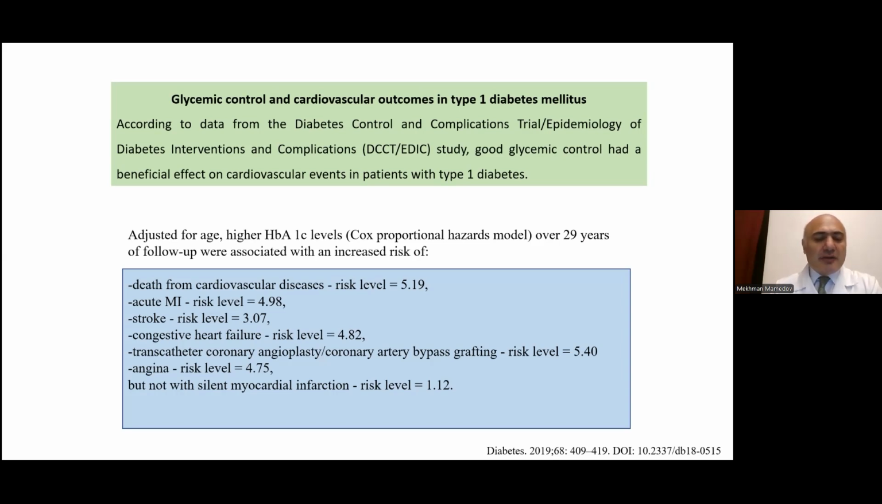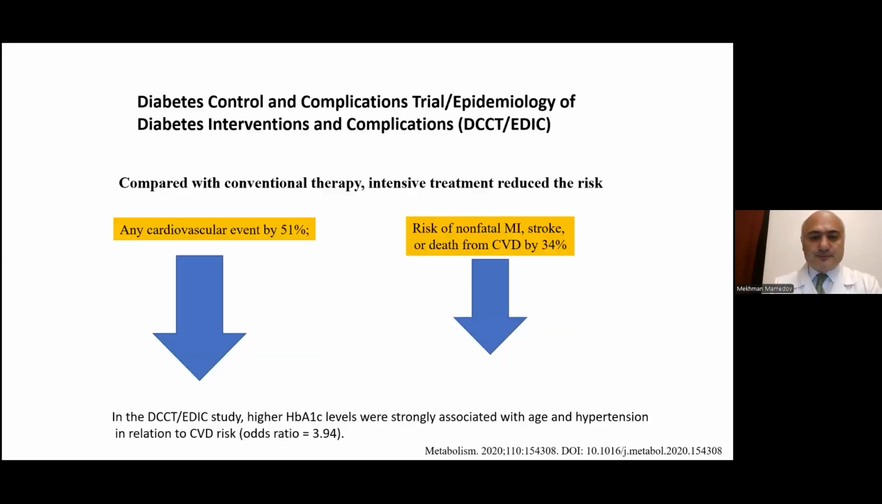Risk level is 5.20. Acute myocardial infarction risk level is 4.98. Stroke risk level is 3. Congestive heart failure risk level is 4.8. Transcatheter coronary angioplasty or coronary artery bypass risk level is 5.40. Angina pectoris risk level is 4.75, but silent myocardial infarction did not have a defined risk level.